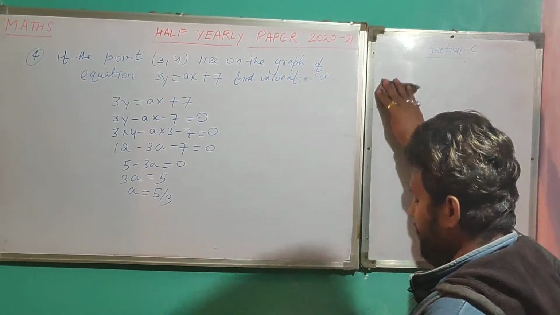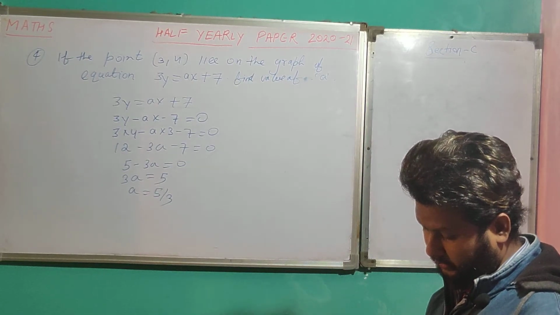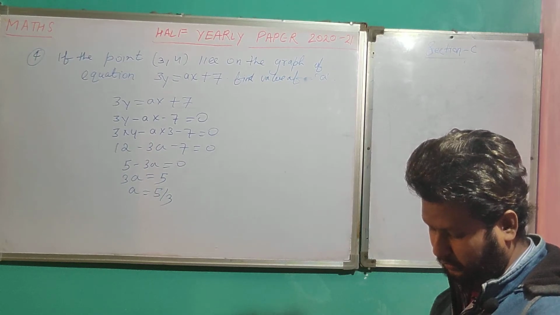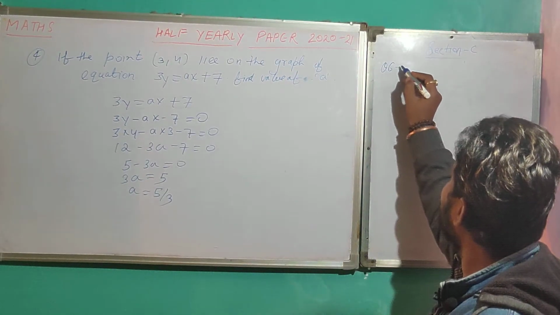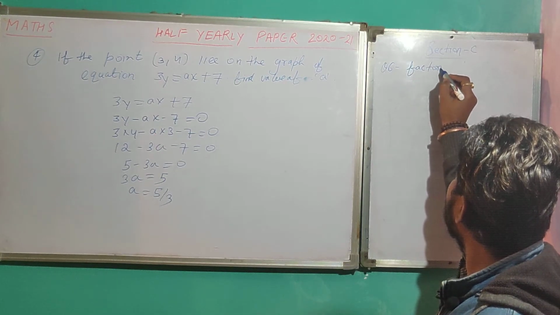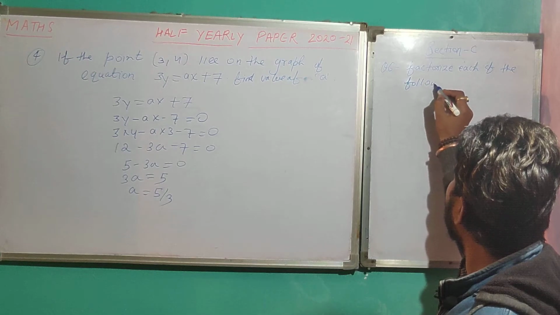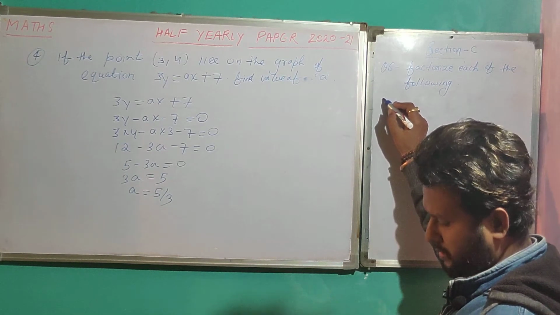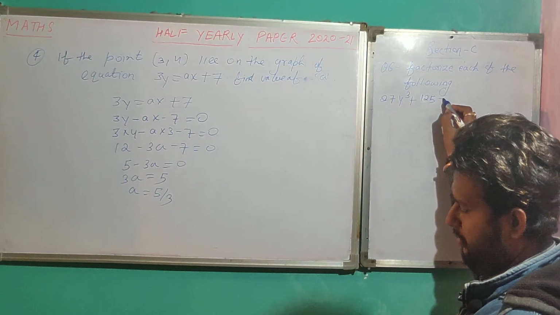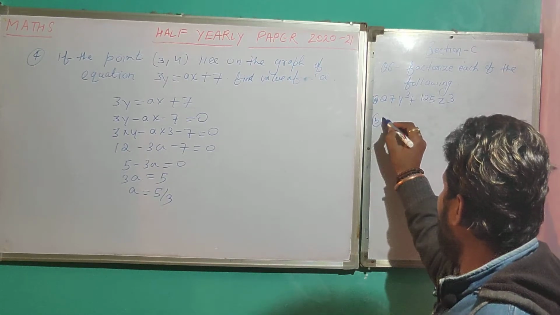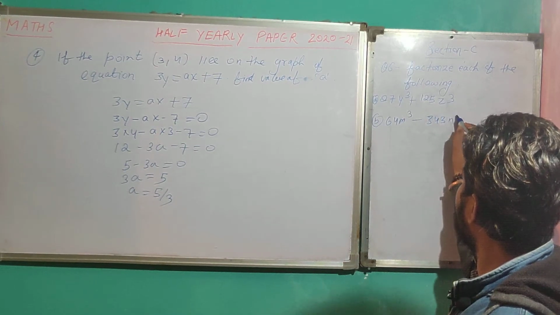Now next question. Question number 6. Factorize each of the following. 27y cube plus 125z cube. Next, 64m cube minus 343n cube.